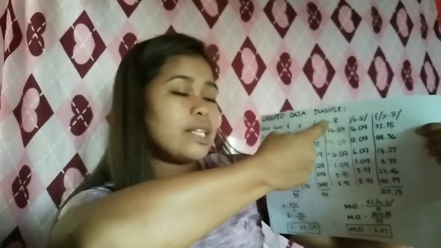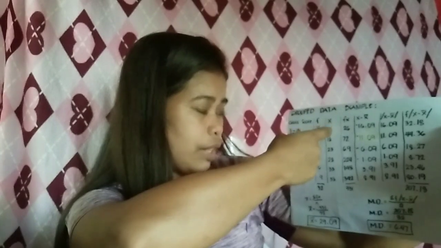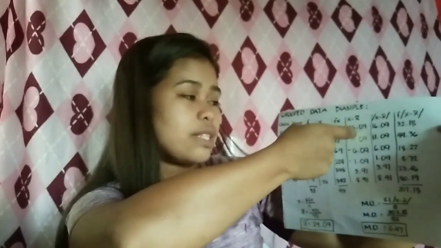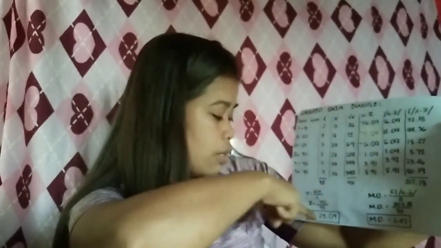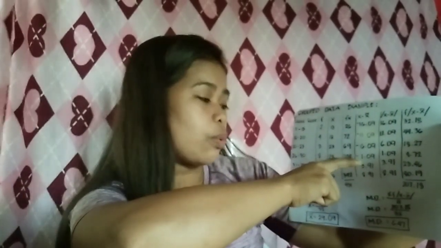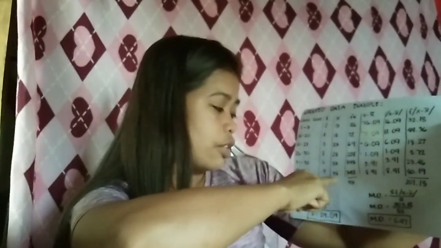Next step, x minus mean. This is subtraction, since we multiplied and added earlier. This is x minus mean. 13 minus 29.09 is equal to negative 16.09. 18 minus 29.09 will become negative 11.09. 23 minus 29.09 will become negative 6.09. 28 minus 29.09 will become negative 1.09. 33 minus 29.09 is equal to 3.91. 38 minus 29.09 is equal to 8.91.